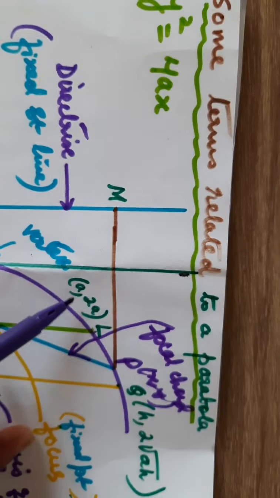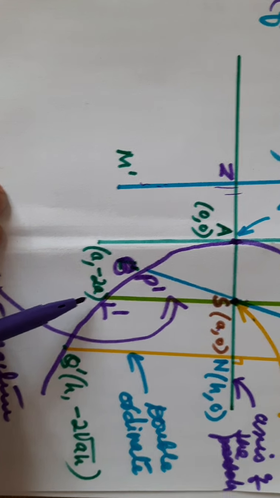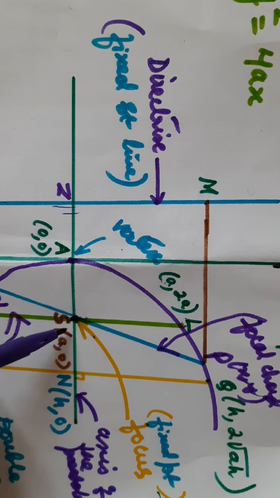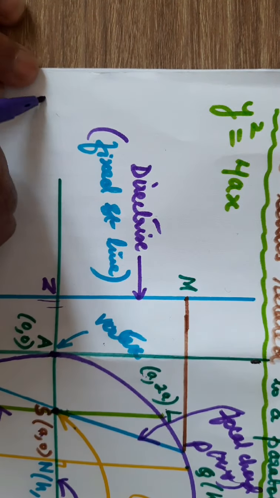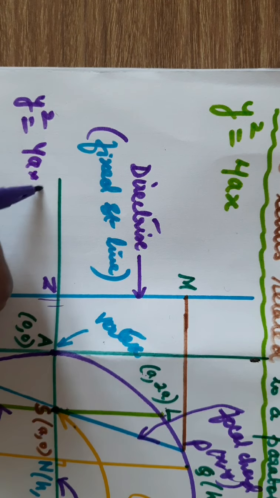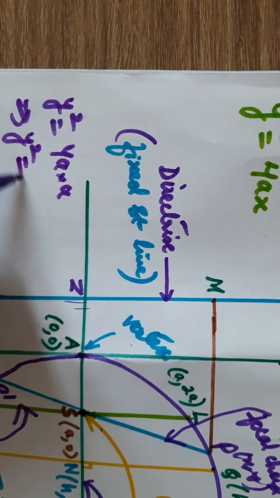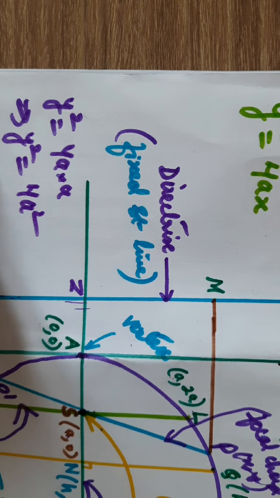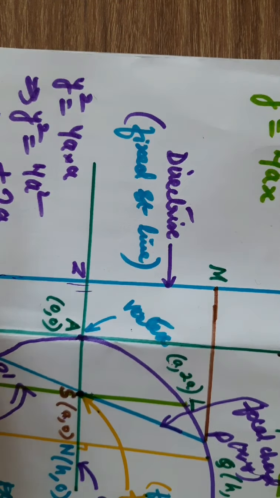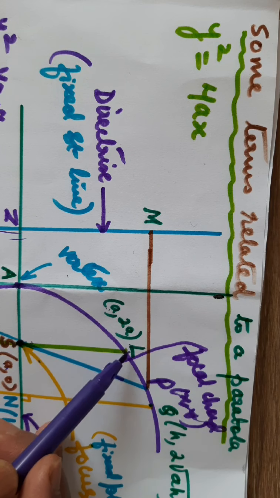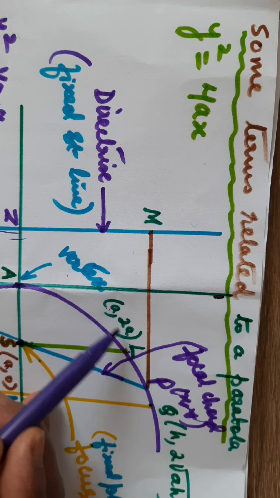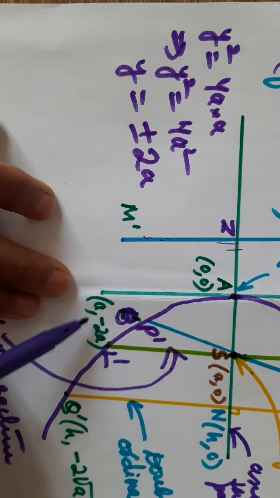Now how do we get the coordinates of the latus rectum? It is (a, 2a) here and below it (a, minus 2a), since it passes through the focus, so the x coordinate is a. Then you can substitute it in the equation. When you substitute it here, you get y square is equal to 4a into a. This implies y square is equal to 4a square, or y is equal to plus or minus 2a. So the value of y will be 2a and minus 2a. 2a will be above the x-axis. That means the coordinate of L here will be (a, 2a) and the coordinate of L prime will be (a, minus 2a).